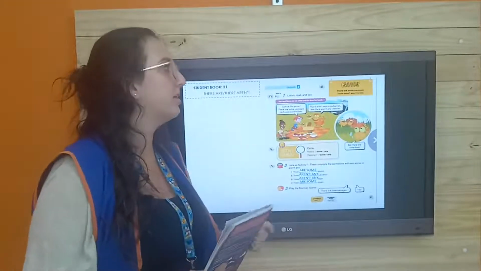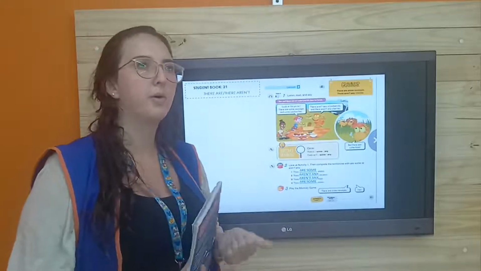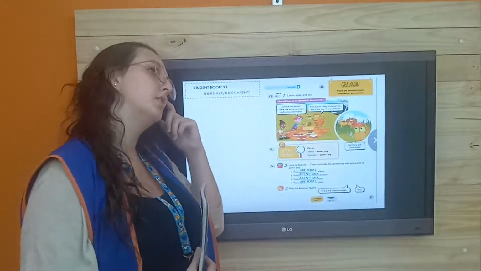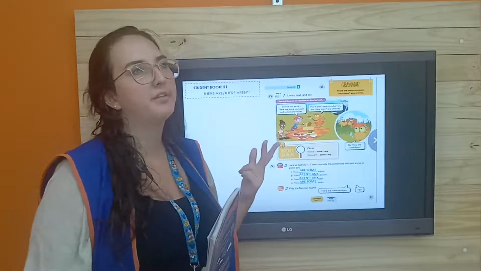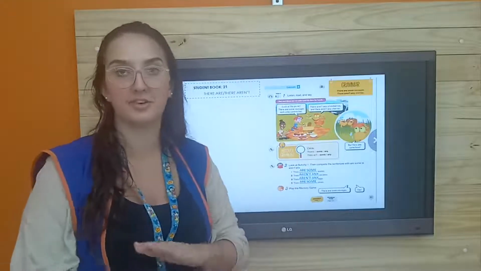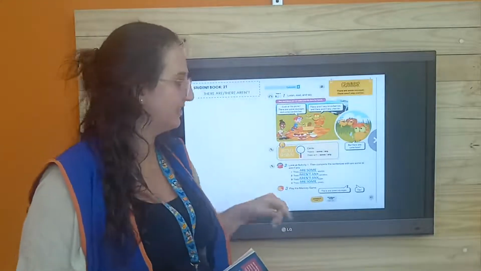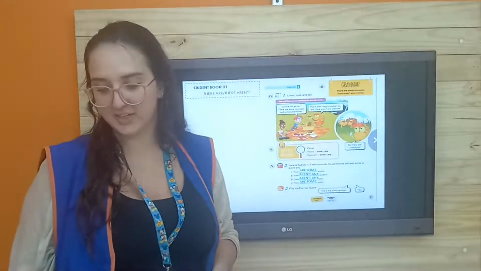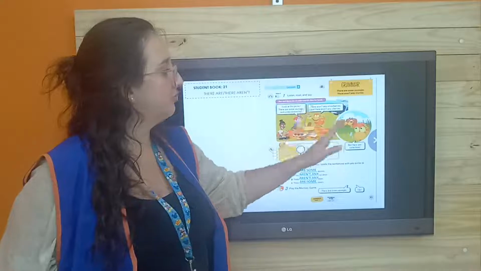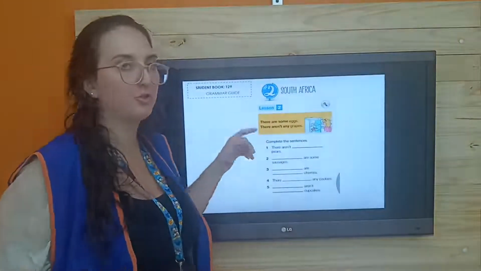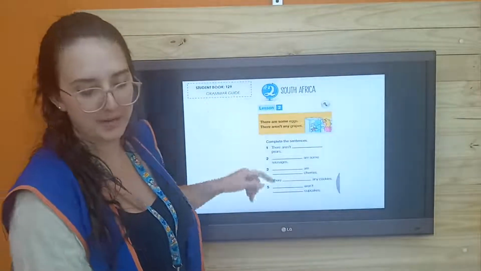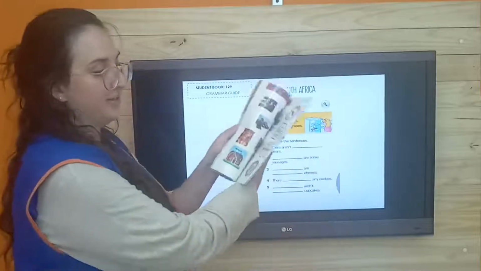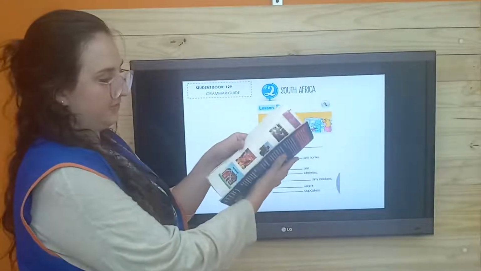So for example, you can say, there are some apples, there are some sandwiches, there are some cupcakes. If you say something wrong, start over, alright? So try to play with your mom or your dad or your brother, alright? When you're finished, change the page to the end of your book. Page 129 is right in the end, okay?